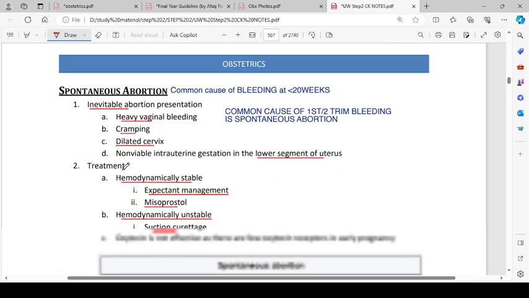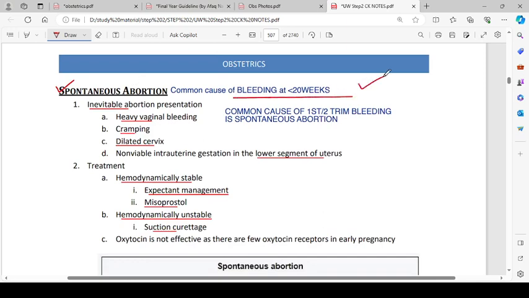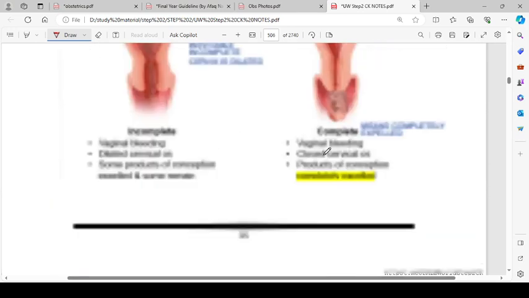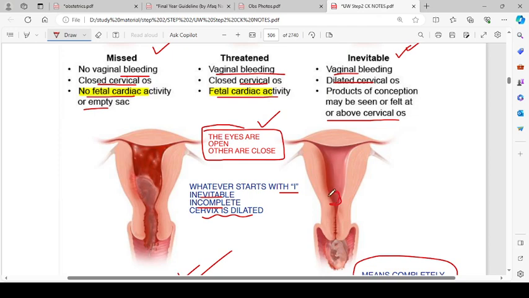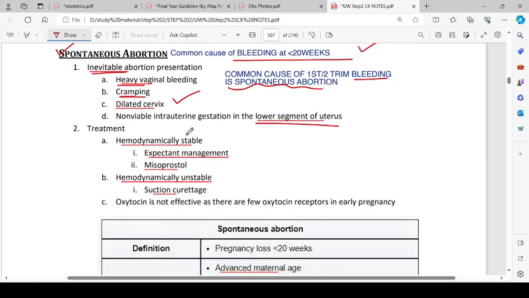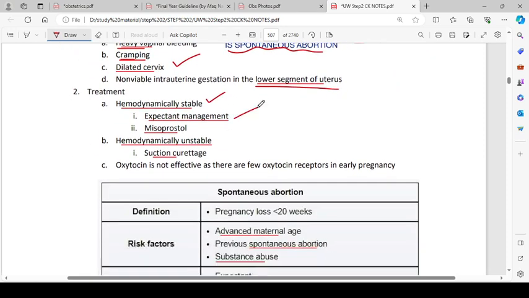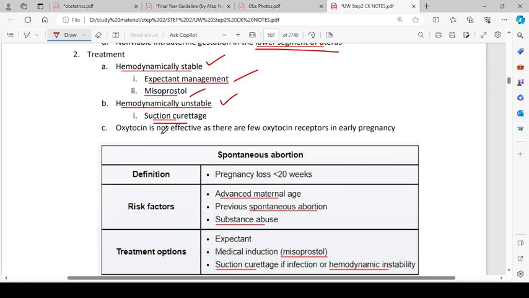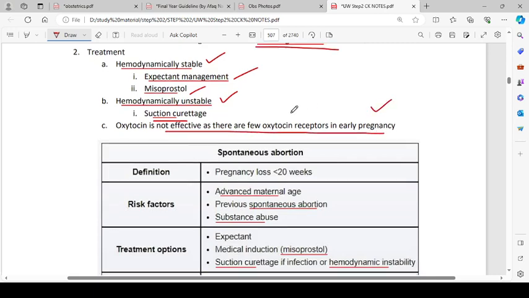Then we have spontaneous abortion, a common cause of bleeding at less than 20 weeks. Inevitable abortion presentation: heavy vaginal bleeding, cramping, dilated cervix, non-viable intrauterine gestation in the lower segment of the uterus. So if the gestation is implanted over here, that increases the chance of inevitable abortion or miscarriage. Common cause of first and second trimester bleeding is spontaneous abortion. Treatment: if the woman is hemodynamically stable, give expectant management and misoprostol. Hemodynamically unstable, give suction and curettage. Oxytocin is not effective as there are few oxytocin receptors in early pregnancy.